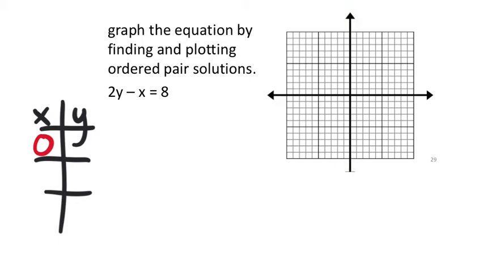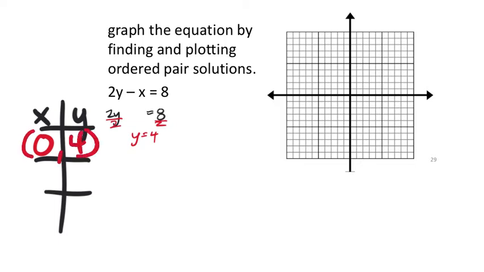So I go to the equation. My 2y minus x equals 8, and I replace the x with, well, 0, right? And then I solve this for y. Now, really, I'm going to make that a phantom 0, like I'm doing, and then I'll divide both sides by 2. So that shows me that y equals 4, assuming I did my math right. So 0, 4, there's my first ordered pair.